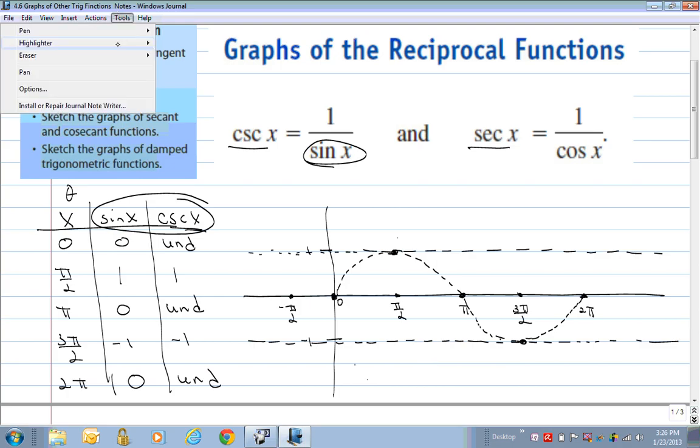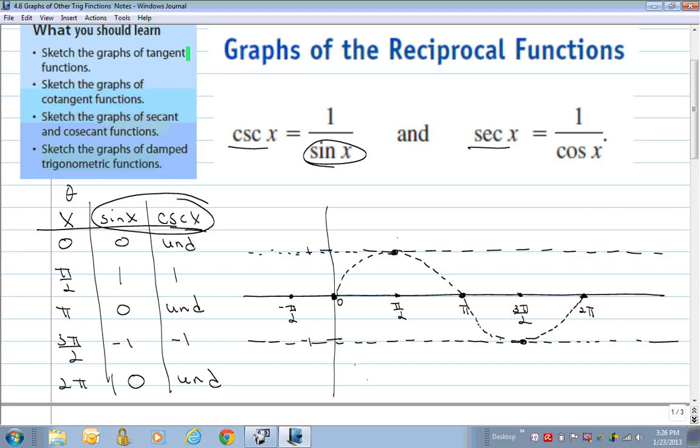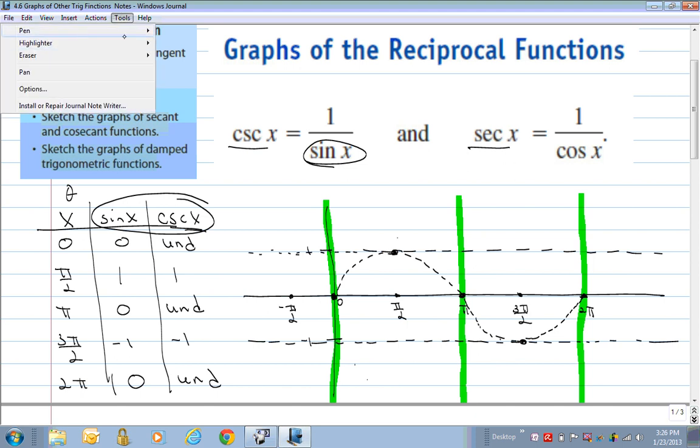So I'm going to use my tools and see if I can pick up a highlighter for us. Let's use medium bright green. Okay, so if I do that, we've got an asymptote here, we're going to have another asymptote here, and another asymptote here. By the way, since sine has a period of 2 pi, cosecant will also have a period of 2 pi, just to let you know that. Let me go back to our pen.